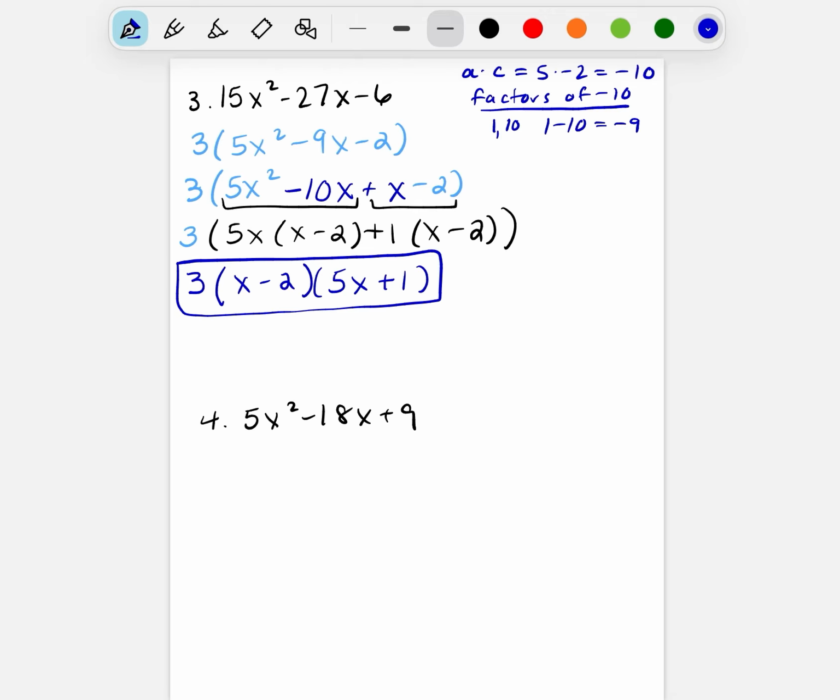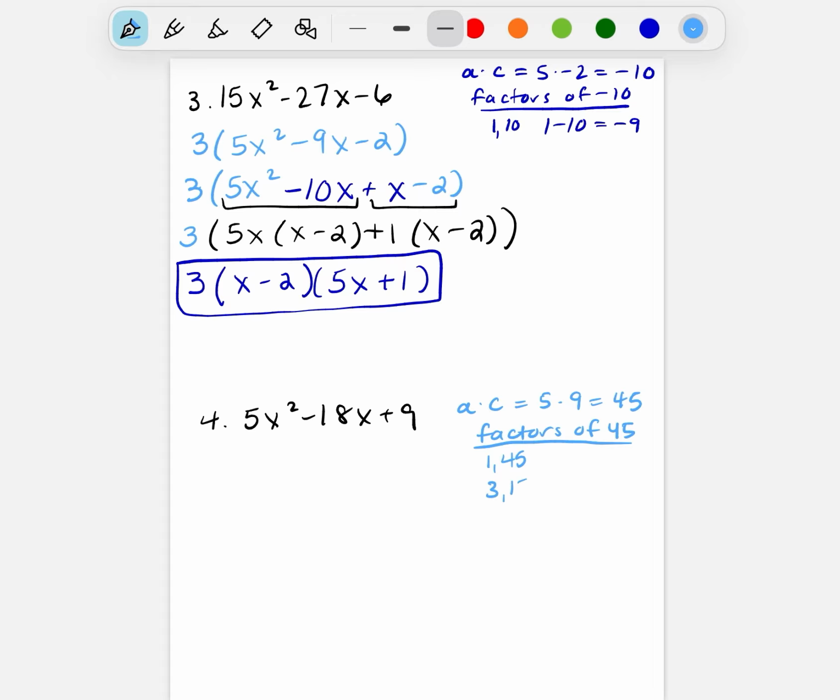And the last one here, 5, negative 18, and 9. There's nothing in common there. So I'm just going to start with multiplying my a and my c term. So 5 times positive 9 is 45. Some factors of 45: I've got 1 and 45, 2 and nothing, 3 and 15. Oh, 3 and 15 are special. Negative 3 times negative 15 is indeed positive 45, and negative 3 minus 15 is negative 18, which is our b term. So I want to use those.